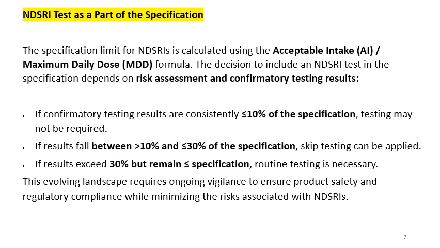If confirmatory testing results are consistently equal to or below 10% of the specification limit, testing may not be required. But if the results are between 10% and 30% of the specification limit, then skip testing can be applied. If results exceed 30% but remain within specification, routine testing is necessary. So this is dependent on the market and specific regulatory body requirements. It is not fixed for all the markets and all the regions.